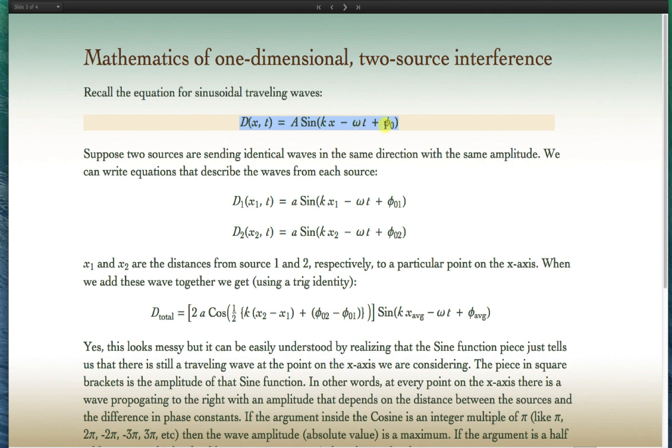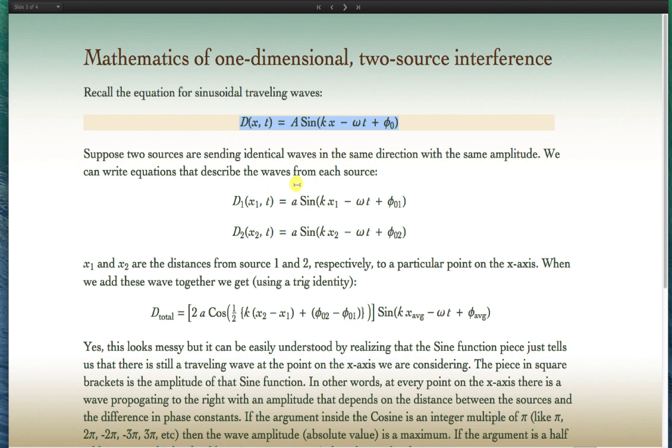And this phase constant is somewhat arbitrary, but what it determines is, if you plugged in time equals 0 and x equals 0, x equals 0 is typically the position of the source, t equals 0 is time equals 0, the phase constant would tell you what the displacement of the medium is at that position and at that time. That's how you determine what that phase constant is.